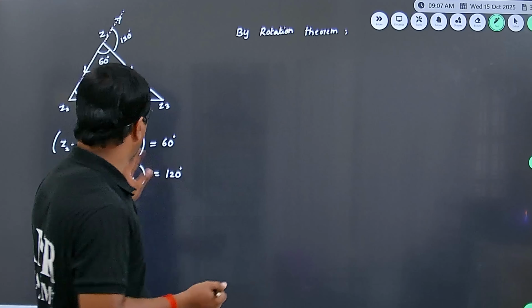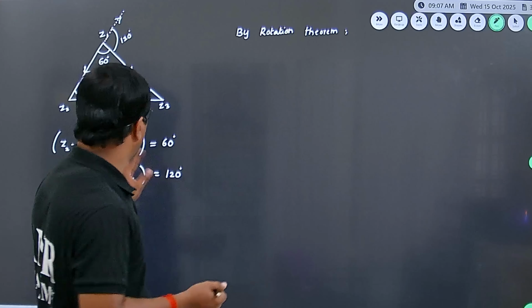I am going to extend this. Here the external angle is 120 degrees. If I write this in vector form, this vector is written as Z2 minus Z1, and another vector, this is Z3 minus Z1. Z2 minus Z1 and Z3 minus Z1 are two vectors, and the angle between these two is clearly 60 degrees.